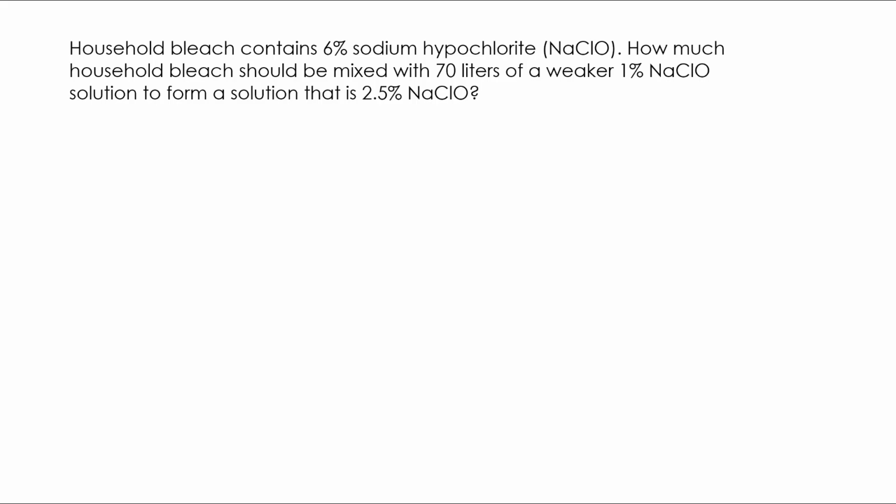Household bleach contains 6% sodium hypochlorite. How much household bleach should be mixed with 70 liters of a weaker 1% sodium hypochlorite solution to form a solution that is 2.5% sodium hypochlorite?